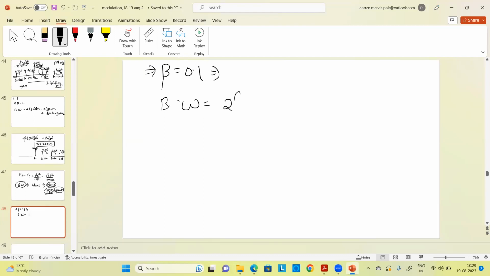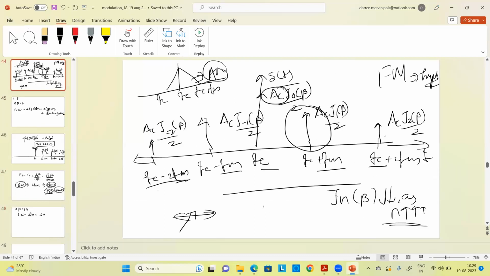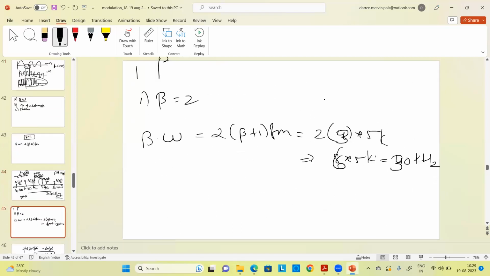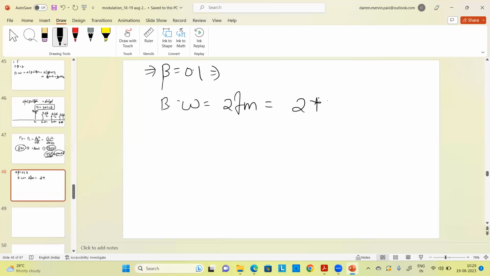For narrow band, the bandwidth is given as 2 times FM. What is FM? 10 kilohertz. Yes, FM is 10 kilohertz, and FC is 100 kilohertz.